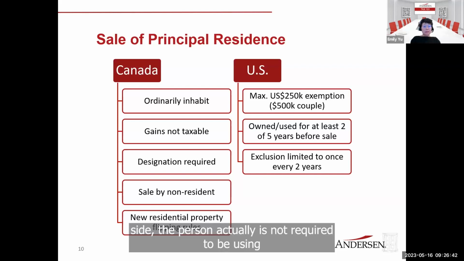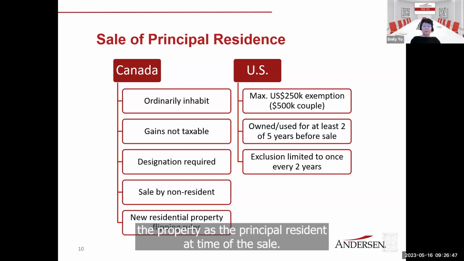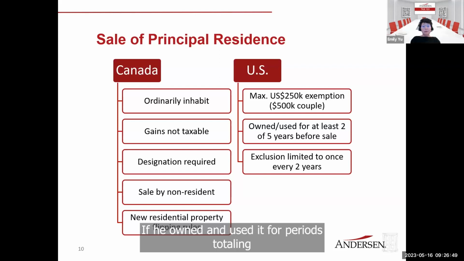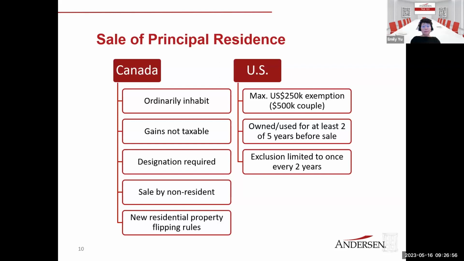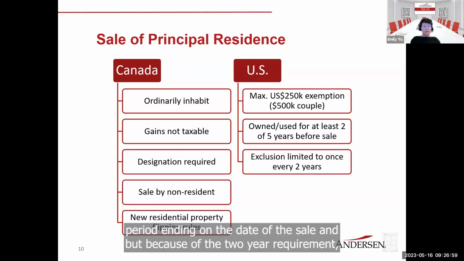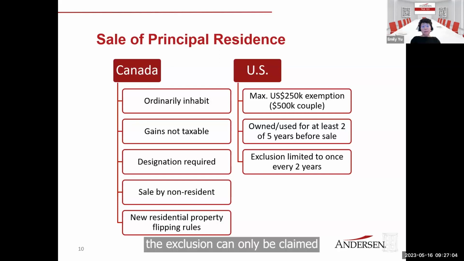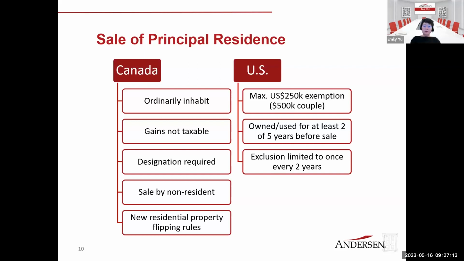On the US side, the person is actually not required to be using the property as the principal residence at the time of the sale, if he owned and used it for periods totaling 2 years or more in the last 5 years, ending on the date of the sale. But because of this 2-year requirement, the exclusion can only be claimed once every 2 years. A partial exclusion may be available if this person has to sell without meeting the 2-year requirement.